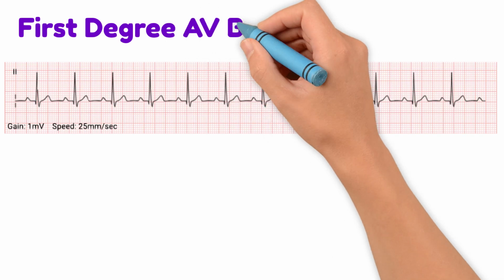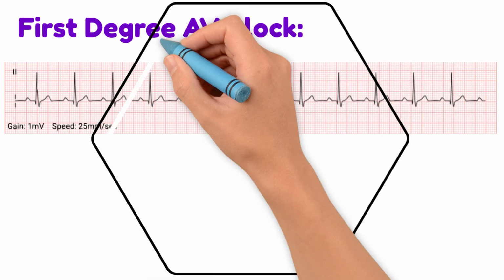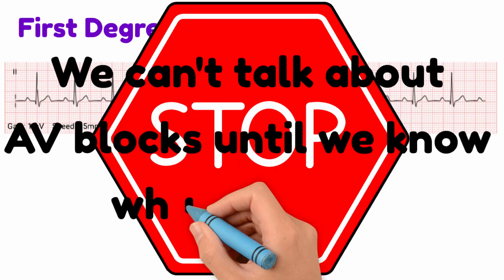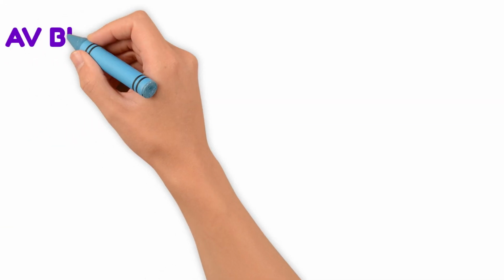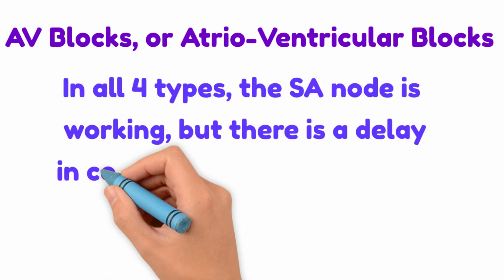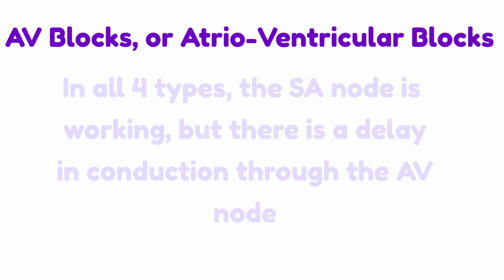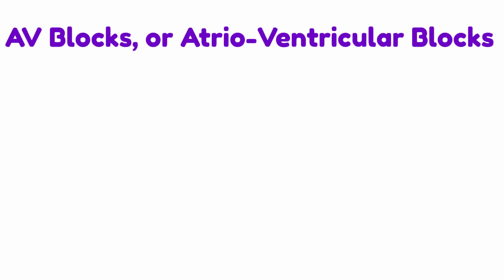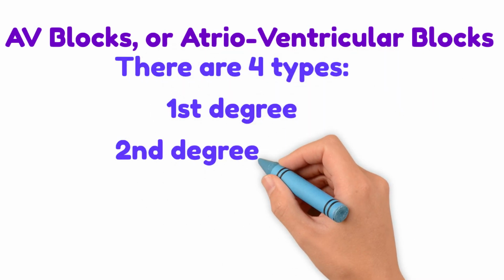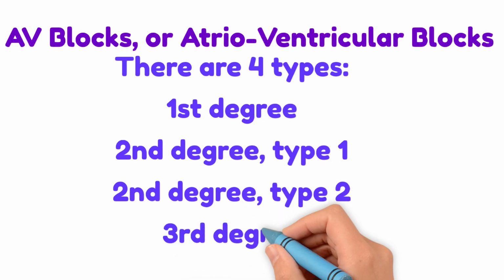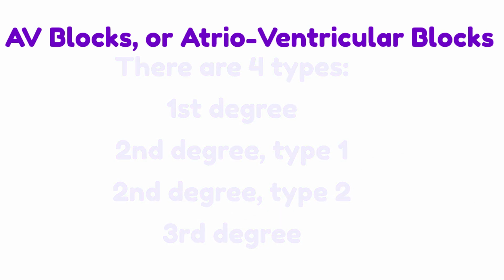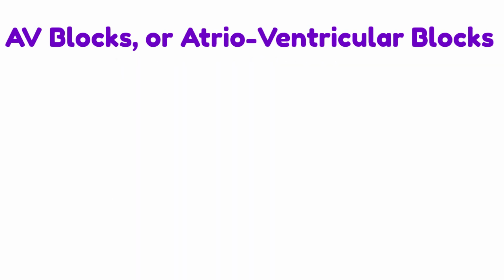The second most common bradycardia is the first degree AV block. Wait, we can't start talking about AV blocks without understanding what they are first. AV blocks, or atrioventricular blocks, are a result of a conduction problem through the AV node. The SA node is doing its job correctly, but for whatever reason there's a delay in the electricity passing through the AV node. There are four types: first degree, second degrees, type 1 and type 2, and then third degree. As you would guess, they get worse as you go down the line.